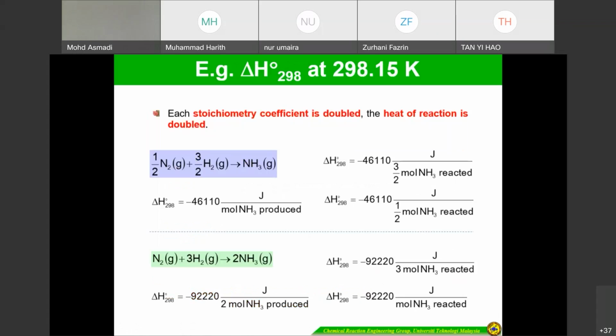So this is an example of how to use the stoichiometry for the calculations. If the stoichiometric coefficient is doubled, the heat of reaction is doubled. If you look here at the hydrogen, for the production of methane, we have to look at whether it is based on the hydrogen or nitrogen, and then multiply or divide with the stoichiometry. It depends on the stoichiometry. So I think all of you know this one.